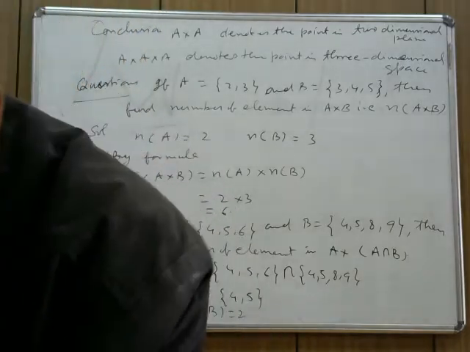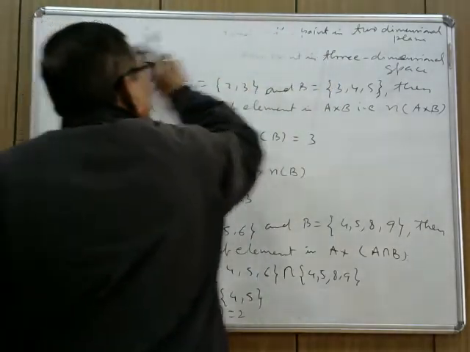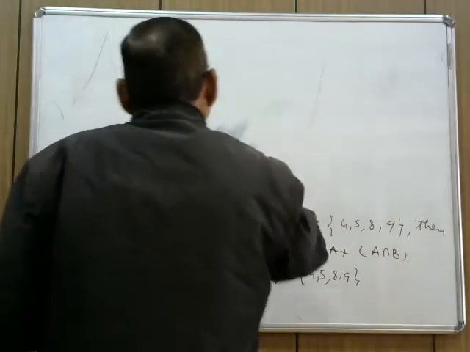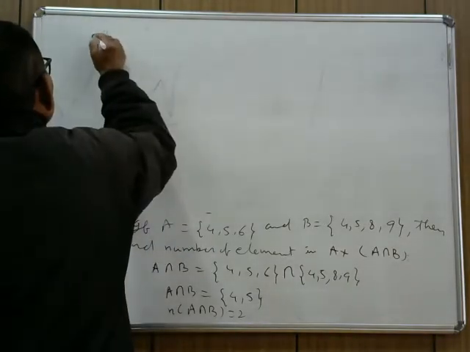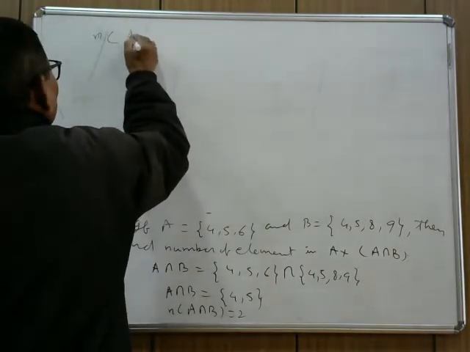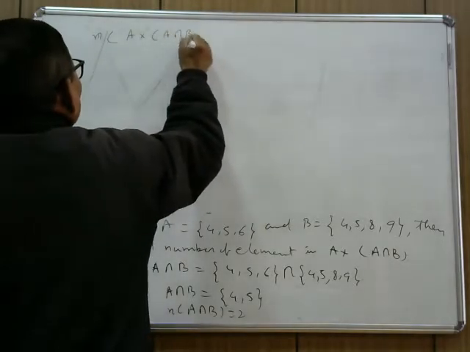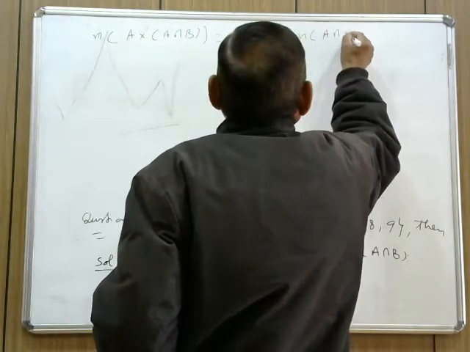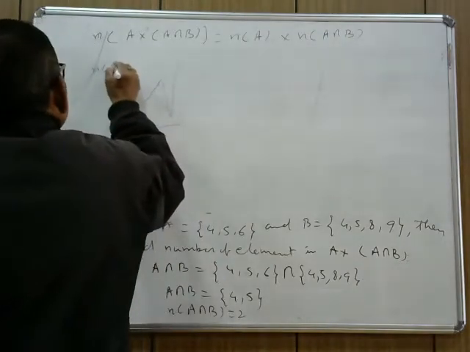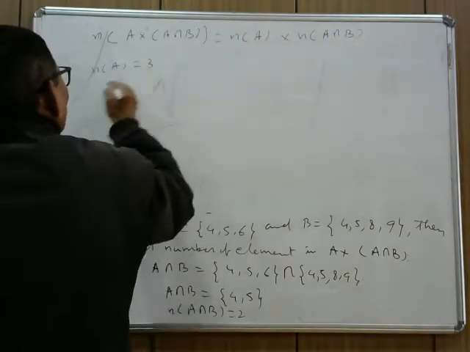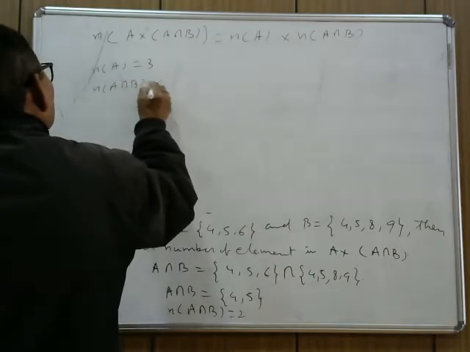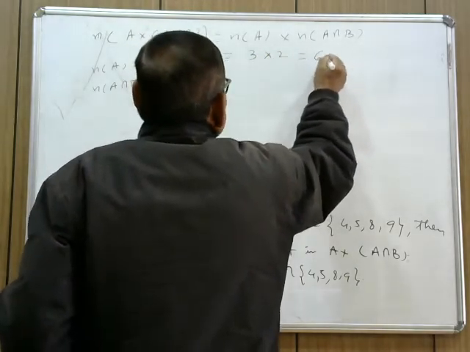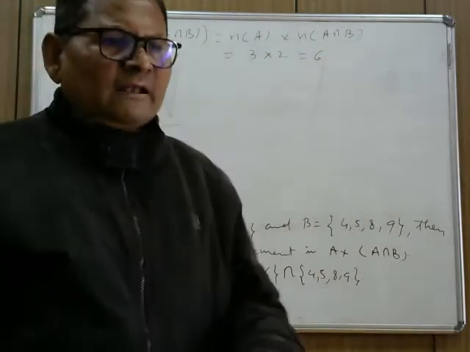Now the number of elements in A cross (A intersection B) is equal to the number of elements in A multiplied by the number of elements in A intersection B. Now the number of elements in A is 3 and the number of elements in A intersection B is 2. So by using this you can write 3 multiplied by 2, it is 6. How many elements are there? There are 6 elements.